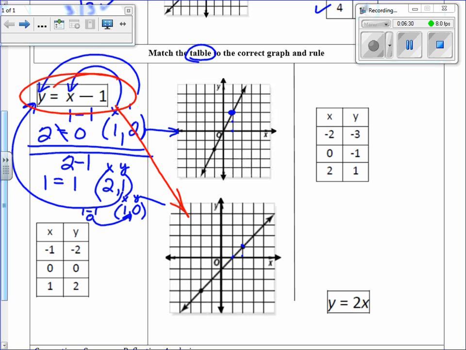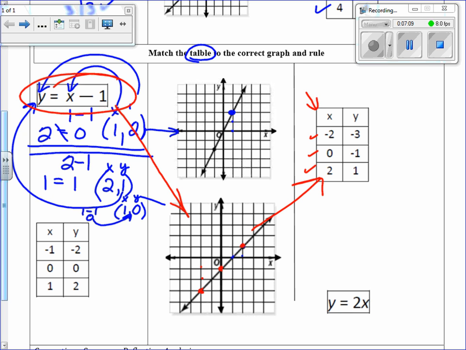So now it's a little bit easier to look at the points or look at the table of values. I'm just looking at this table right up here at the top: -2, -3, 1, 2, 3, that works. I want to double check it though. 0, -1, that works. I got to check every single point. Over 2, up 1. That one works as well. So this rule, y equals x minus 1, matches this graph right here, which matches this table right here.